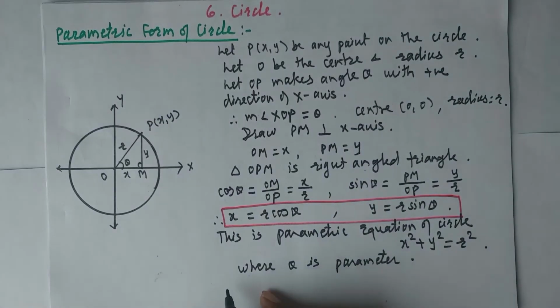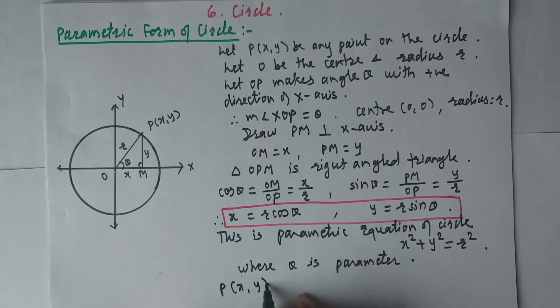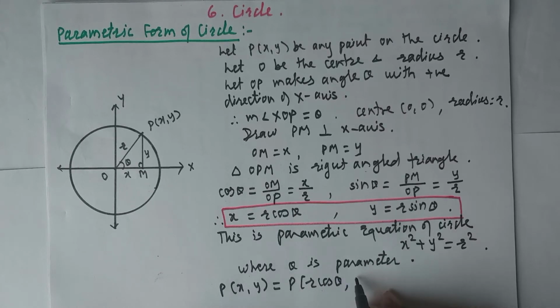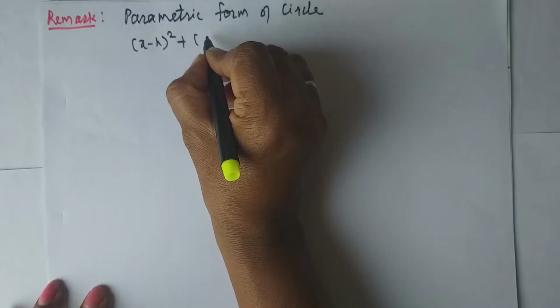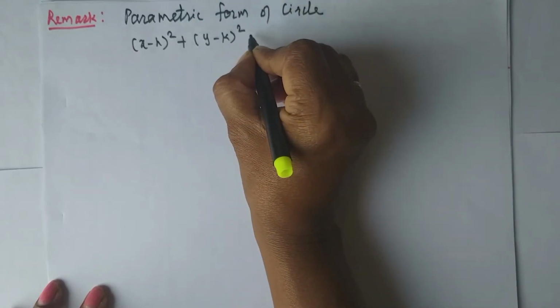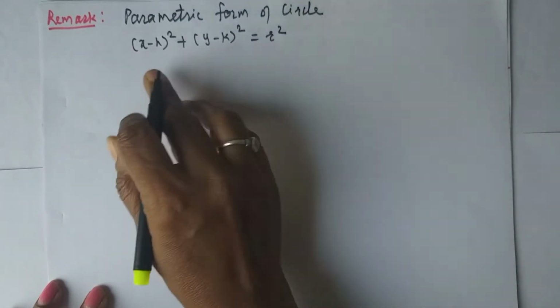Now this point P has coordinate x, y. Then what is the value of x here? x is r cos theta and y is r sin theta. Means these are coordinates of point P in parametric form. And this is parametric equation of circle. Similarly, we can find out parametric form of general circle. We have derived the equation of general circle by simplifying the equation of circle which is in center radius form. Therefore, instead of writing equation of circle in general form, we will write equation of circle in center radius form.